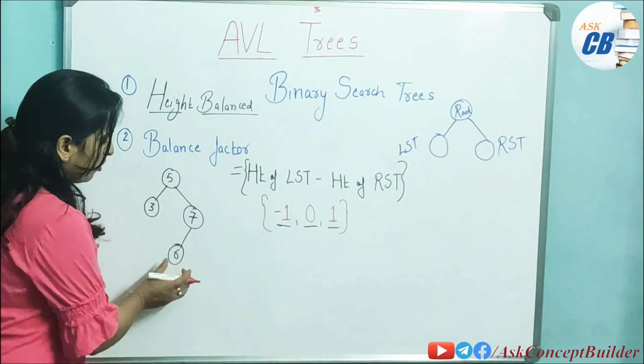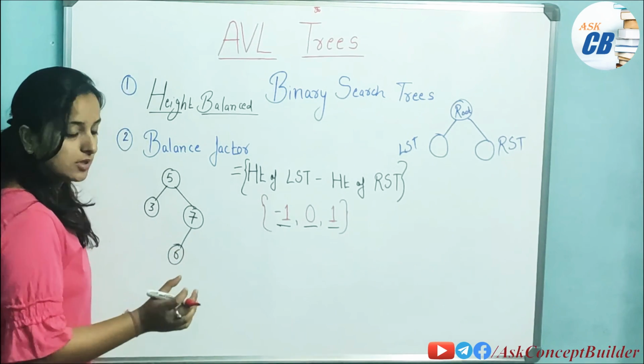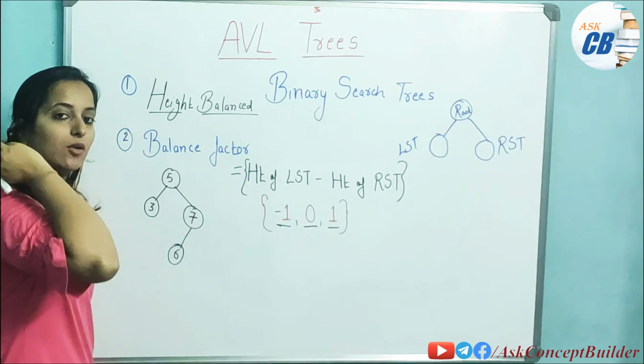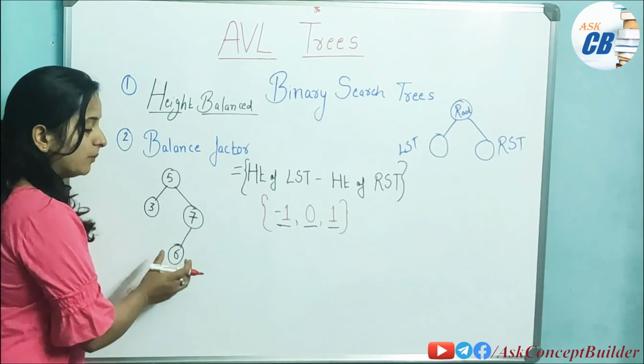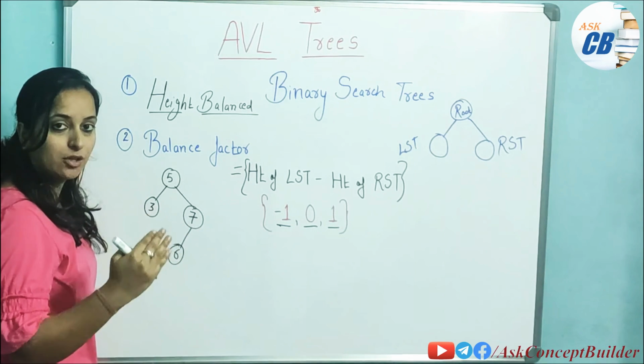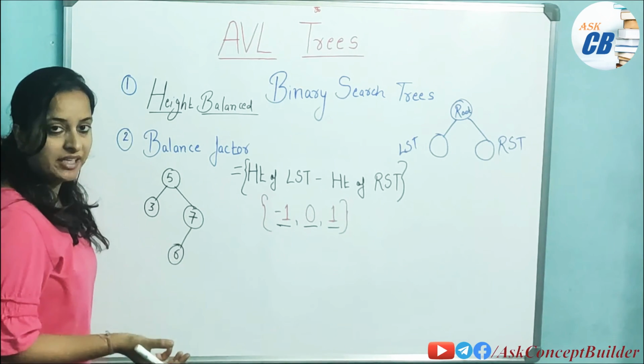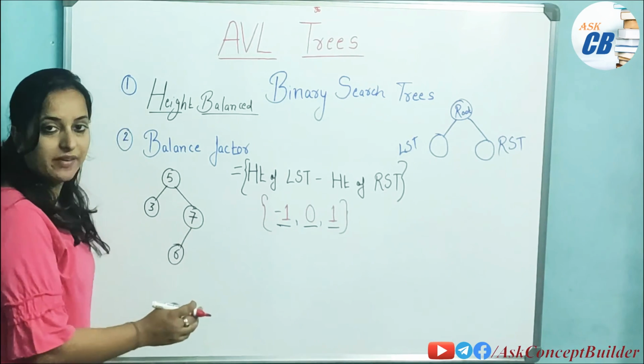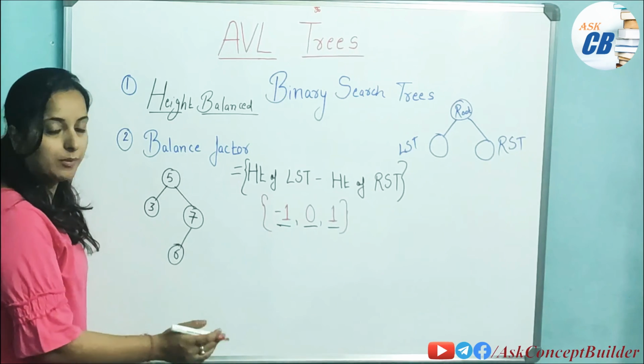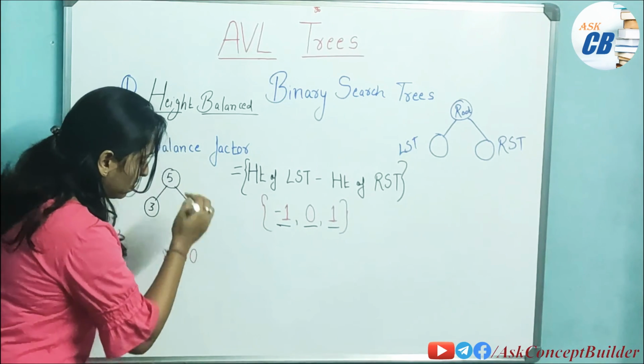Now how we will find the balance factor for each and every node, that we will see. First of all I want the balance factor for this node. From leaf node we will start. Balance factor for this will be height of left subtree minus height of right subtree. Now left it does not have any child, right also it does not have any child, so 0 minus 0 will be 0 as your balance factor.